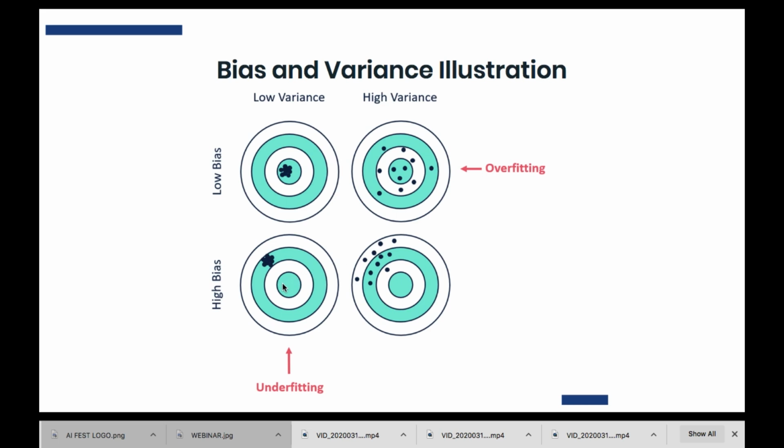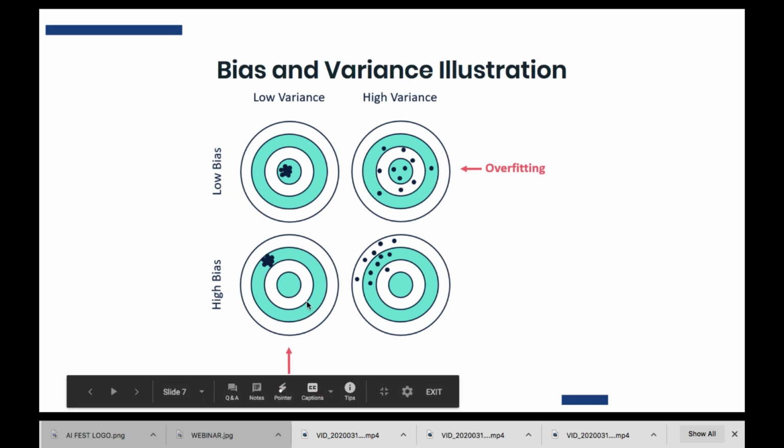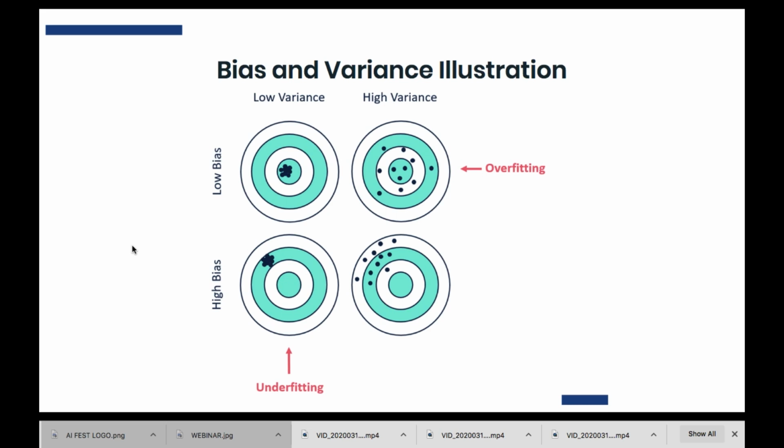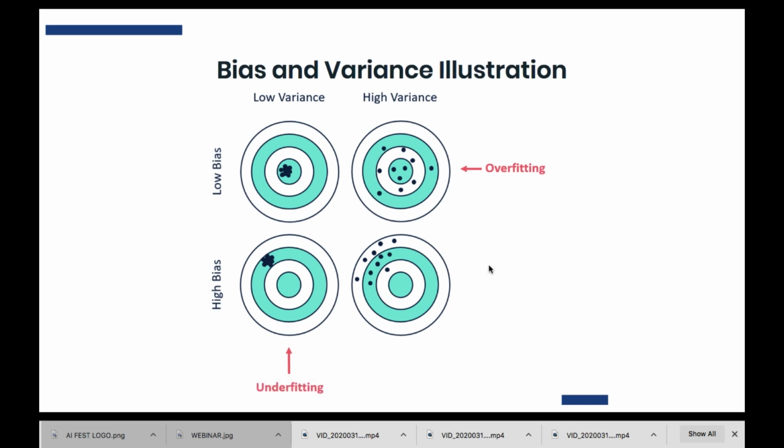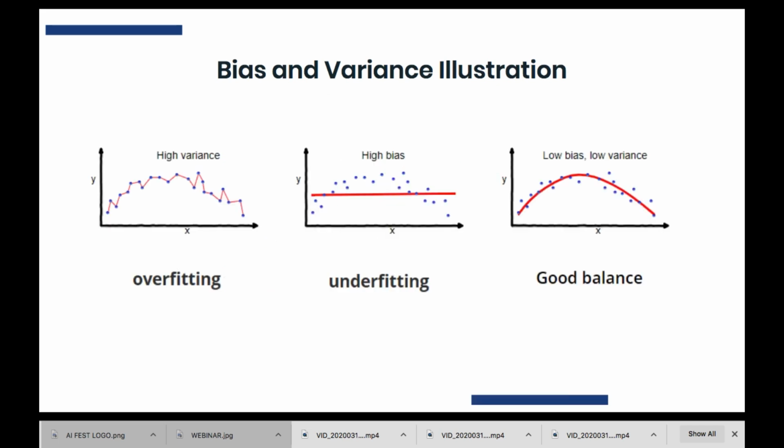Now, the next one is high bias. It doesn't even reach the middle. It's not even close. This is off point. So it leads to high bias and low variance, and this one is high bias and high variance, which is rarely possible. Exactly. So this is another illustration that showcases overfitting, underfitting, and the good balance.